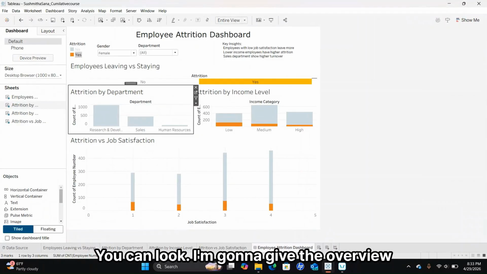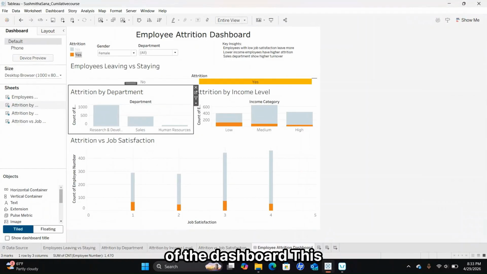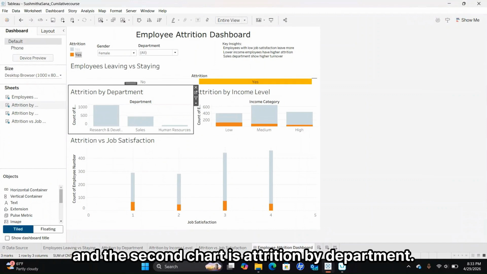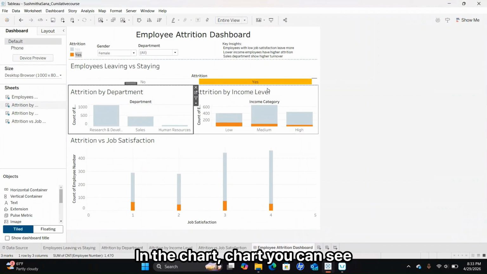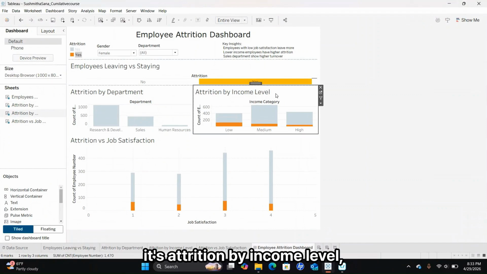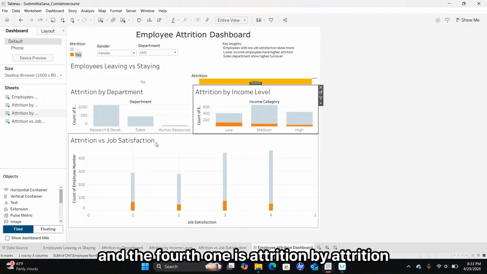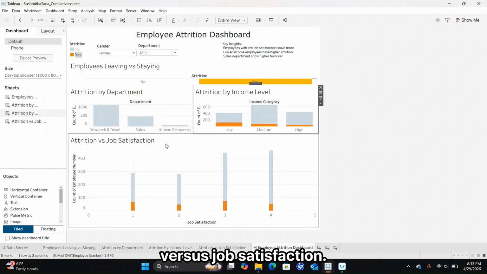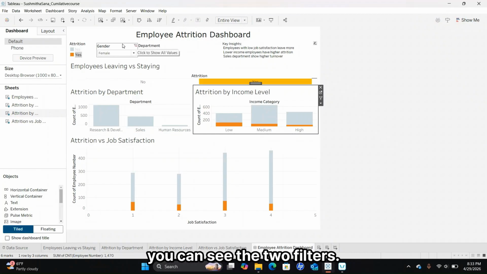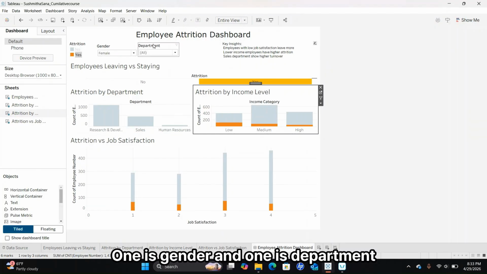I'm going to give the overview of the dashboard. This is my employee attrition dashboard. It contains four interactive charts: employee leaving versus staying, attrition by department, attrition by income level, and attrition versus job satisfaction. At the top, you can see two filters: one is gender and one is department.